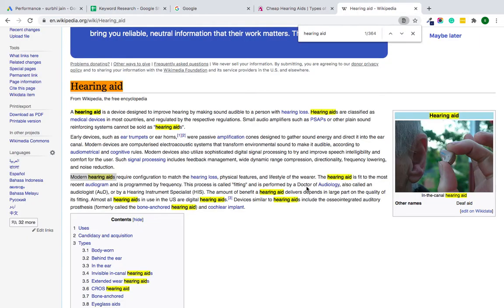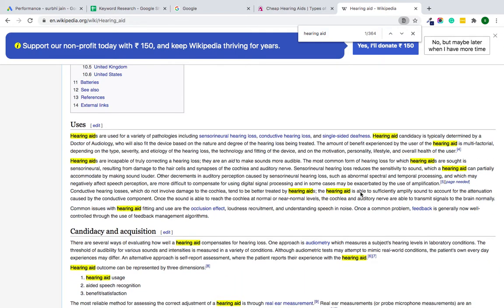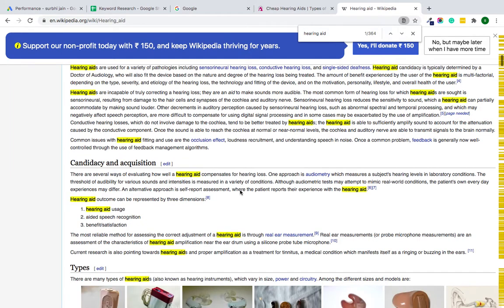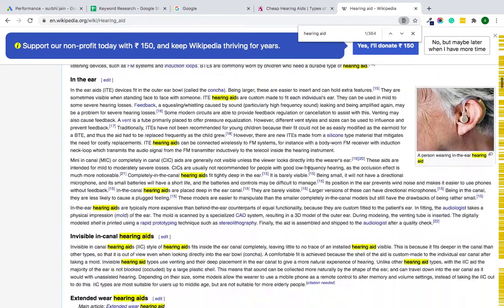So on Wikipedia, I'll find a lot of keywords with hearing aid, and I can actually use them. Let's try to just put one more. Hearing aid fitting could be a keyword, of course. Hearing aid usage. So I'm taking this. So I've taken three keywords. Of course, there are a lot more.